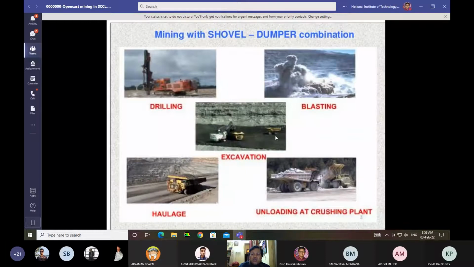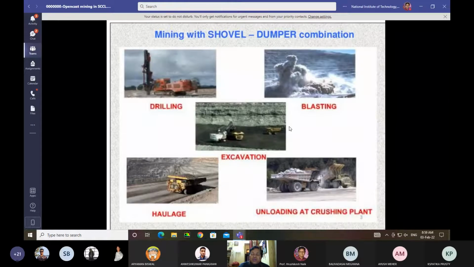The shovel will load the material to the dumpers, and the dumper will carry the materials through the haul roads. After reaching its destination, the dumper will unload the material to the crushing plant. So this is the layout of a shovel dumper mining technology. This is a discontinuous mode of mining technology.